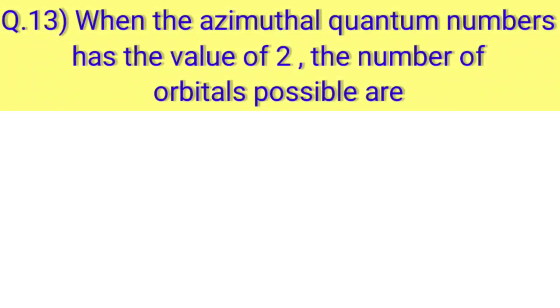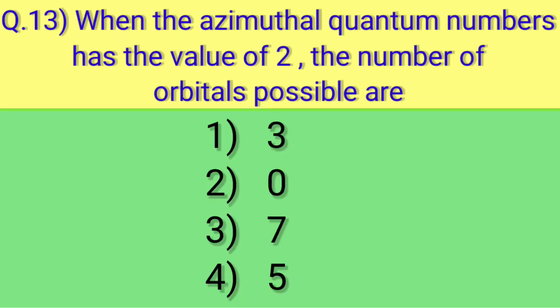13th question: when the azimuthal quantum number has the value of 2, the number of possible orbitals for l equals 2 is. The correct option is option number 4, 5. Let's move on to the 14th question.